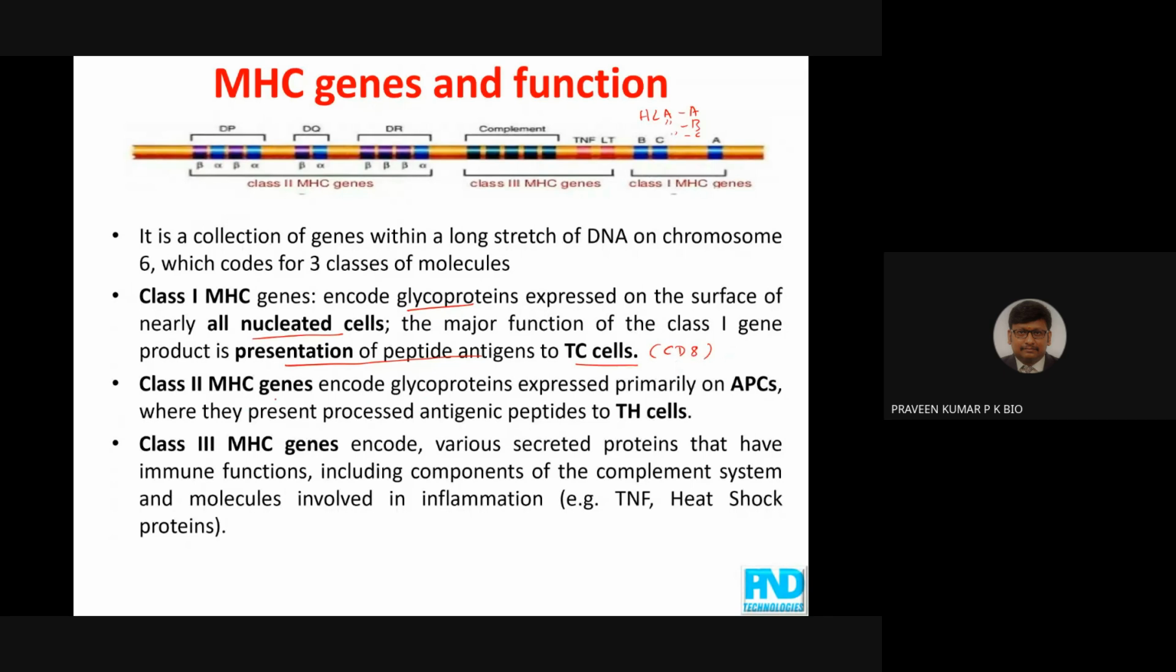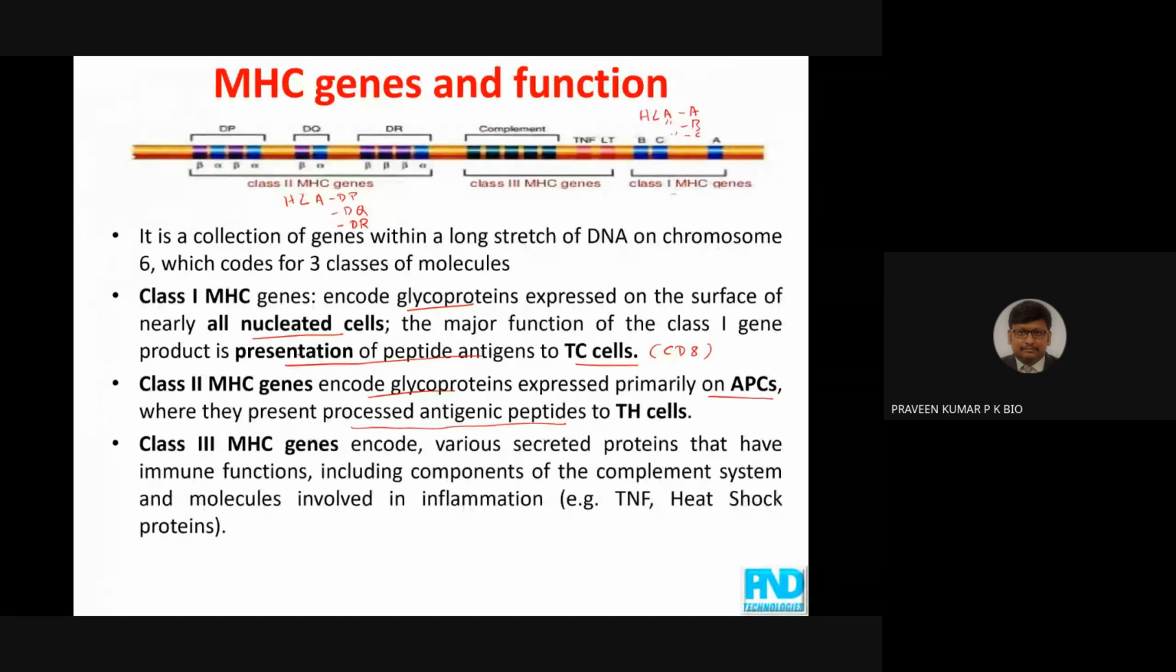And class 2 MHC genes encode glycoproteins. If you see these class 2 MHC genes, they are generally HLA-DP, HLA-DQ, okay, and HLA-DR. So these are the three genes we can find in human leukocyte antigen. Here, if you see, these also include glycoproteins, but these are primarily expressed in antigen presenting cells. Okay, and they present processed antigenic peptides.